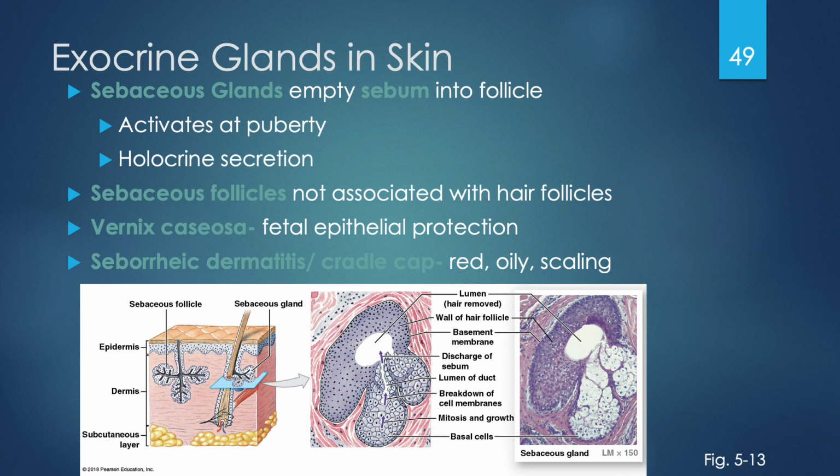It's the vernix caseosa. And another clinical correlation is seborrheic dermatitis, which is called cradle cap when it's present in infants. And what this is like is a red and oily scaling of the epithelial surface produced by these sebaceous glands.